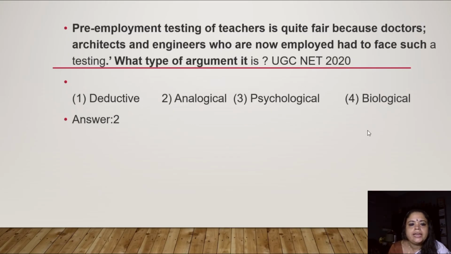Next one, pre-employment testing of teachers is quite fair because doctors, architects and engineers who are now employed had to face such a testing. What type of argument is this? So something is like the other. Pre-employment testing is like that of engineers who had to face such a testing. So analogous, isn't it? The options are deductive, analogous, physiological, biological. The answer is 2.